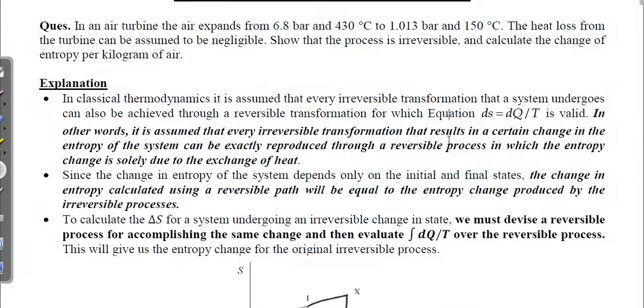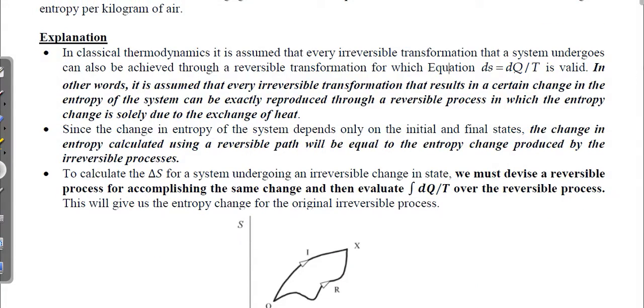There are some more statements written in this book. In other words, it is assumed that every irreversible transformation that results in a certain change in entropy of the system, that change of entropy can be exactly reproduced through a reversible process in which the entropy change is solely due to exchange of heat. We know that for a reversible path to get a change in entropy, heat transfer must be there, that is dQ. So it is because of only exchange of heat for that reversible process.